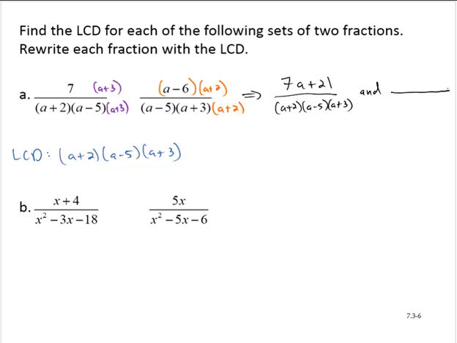So here you'll need to use the FOIL technique, or just your general multiplying polynomials idea. And that would yield a squared minus 4a minus 12. And again, the denominator, I'll write as a plus 2 by a minus 5 by a plus 3.